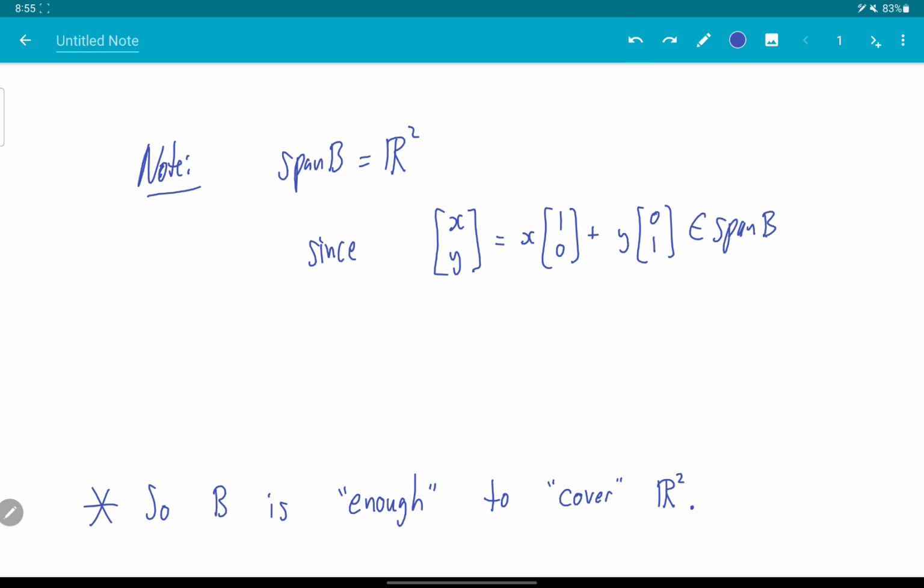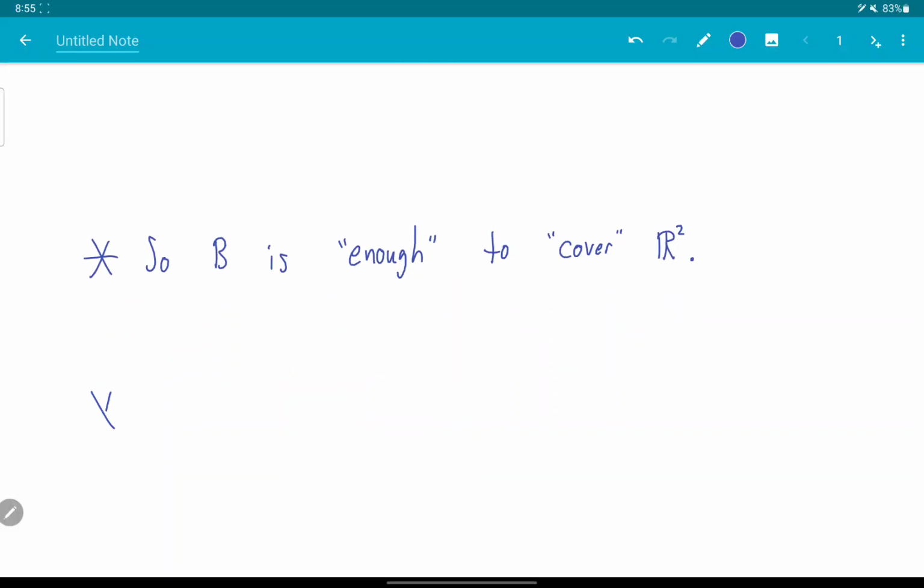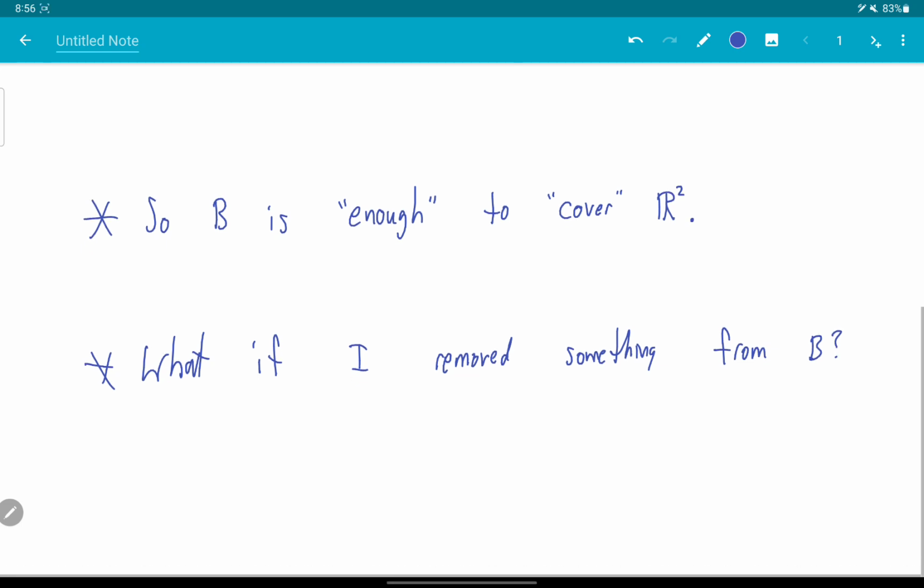But what if I took something away from B? So what if I removed something from B? Would I still cover R2? No.